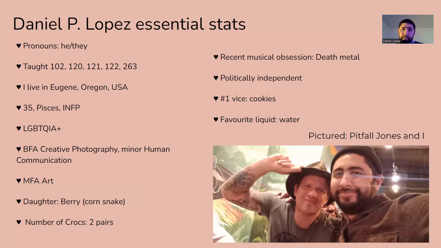I have a daughter. Her name's Barry. She's a corn snake. I have two pairs of Crocs, which I love. I've really gotten into death metal over the past couple months for some reason. I don't know. Something just clicked. I don't really care for most metal, but death metal and black metal, I'm really into them. Certain things at least.